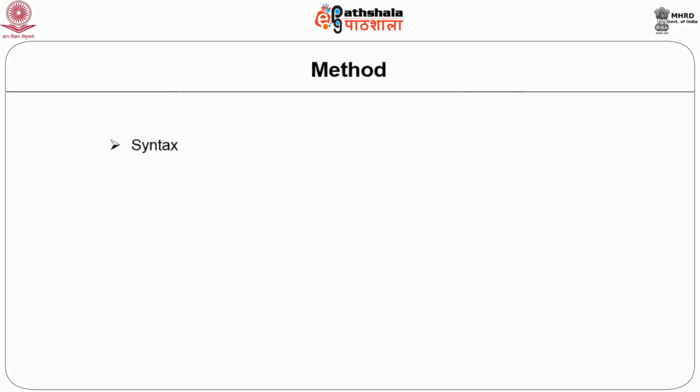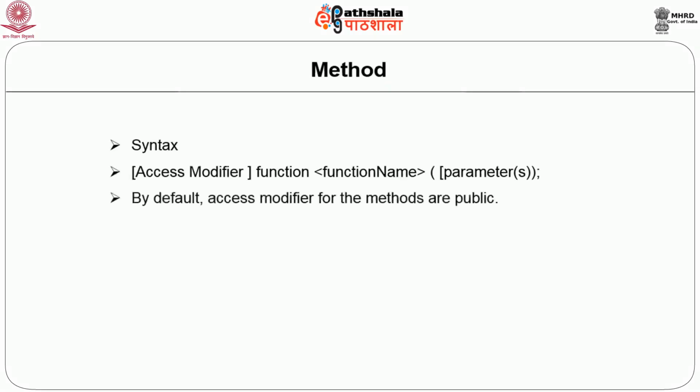Method. To define a method, the general syntax is the access modifier, then the keyword function, then you have to write the function name, and you can provide a parameter list. Of course, the parameter list is optional, but the parentheses are compulsory, though it will take 0 parameters. By default, the access modifier for methods is also public. So if you omit it, it will take public by default. However, it is recommended that you should provide an access modifier to improve the readability of your code.